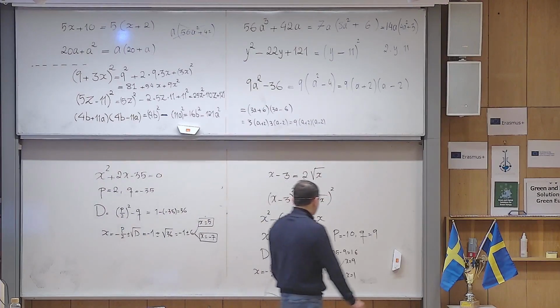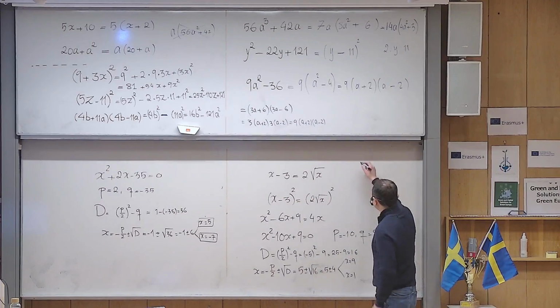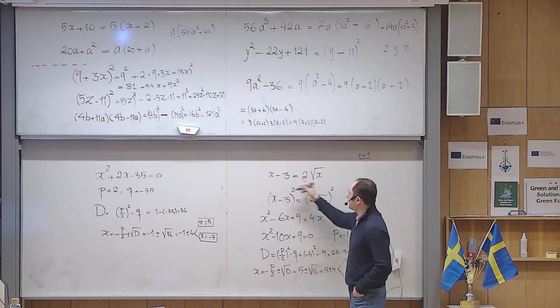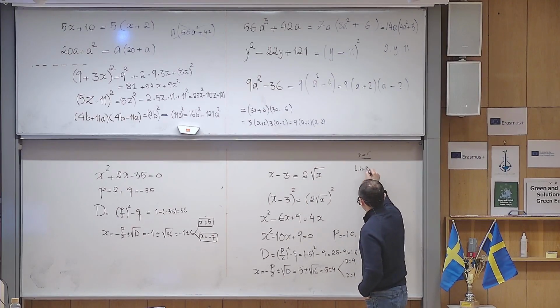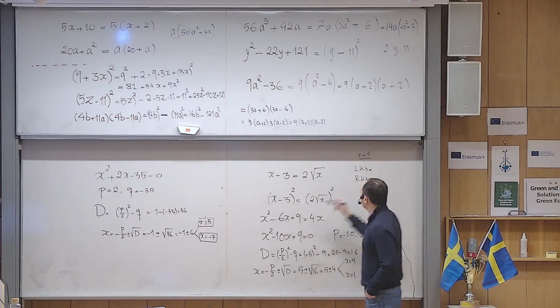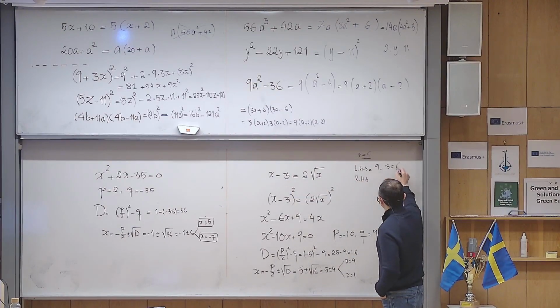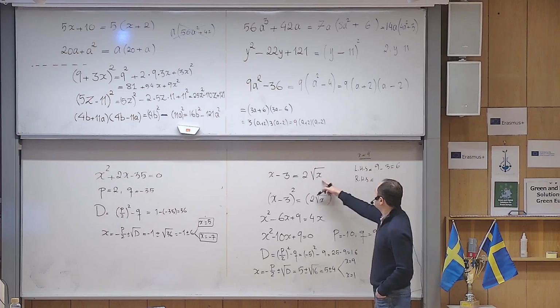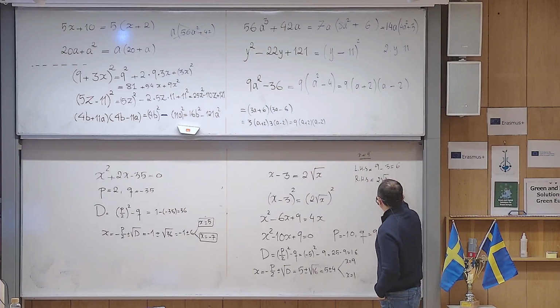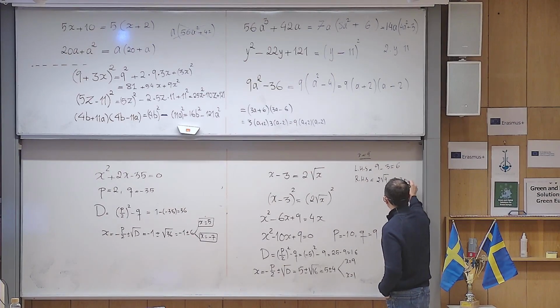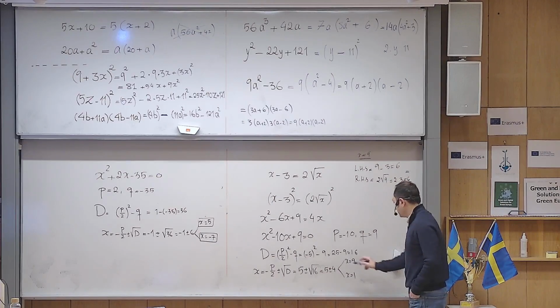So how should I check that? So I go to them, checking x equals 9 to see if it works. There are two sides of this equation. You can calculate them separately. Instead of x, I put 9. The left side becomes 6. Instead of x, I put 9. 2 times 3 is 6. They are equal. So this I accept.